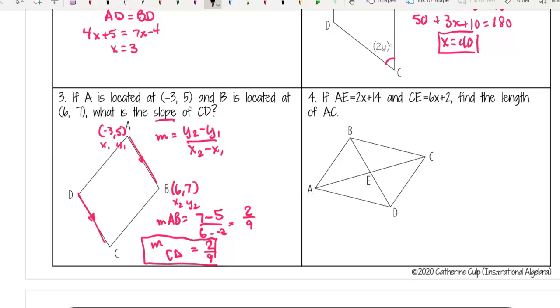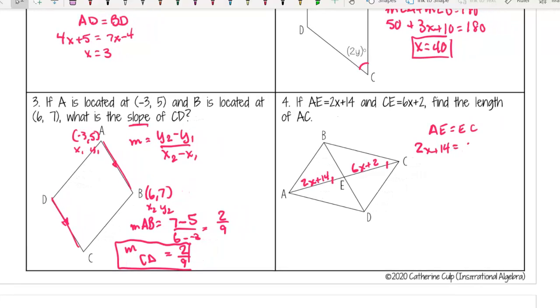And then this one, 2x plus 14 is part of a diagonal. CE is 6x plus 2. That's a diagonal. So what do we know about diagonals? Diagonals bisect. So we know that AE and EC are congruent to each other. So AE equals EC. So 2x plus 14 and 6x plus 2 are the expressions that represent that. We end up with x equal to 3.